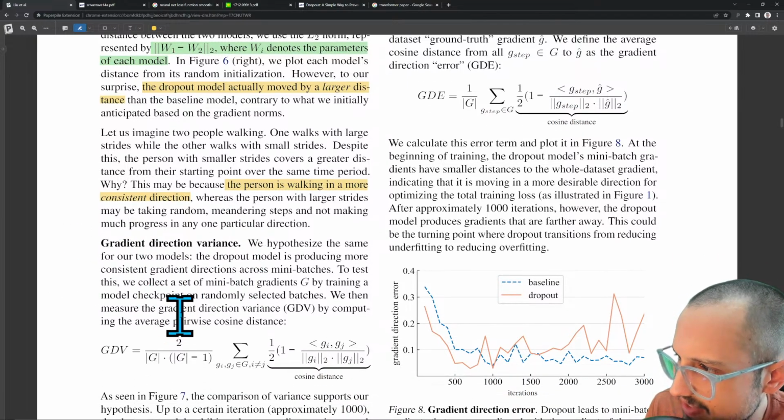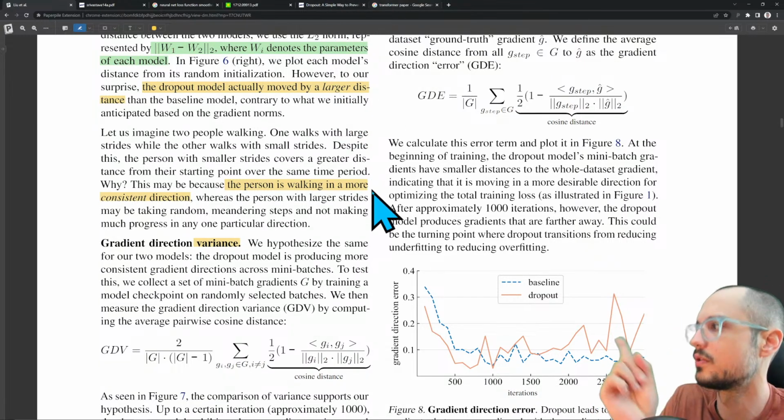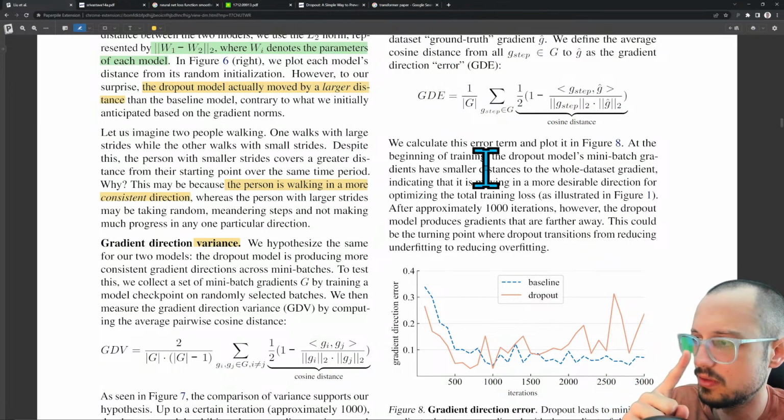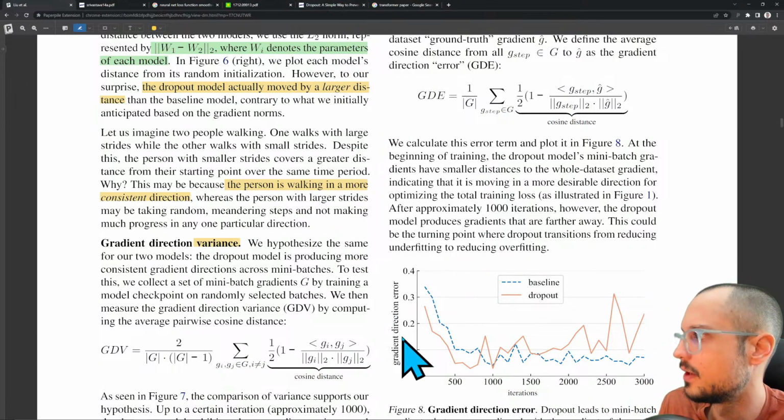Gradient direction variance. So variance, right? Change. How much variance, how different are things, and then how different are the gradient directions. High gradient direction variance means the gradient's kind of all over the place. Low variance in the gradient direction means the gradient's generally always pointing in the same direction.